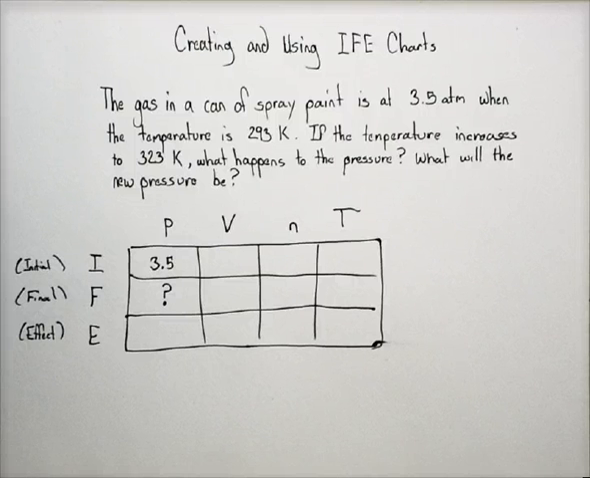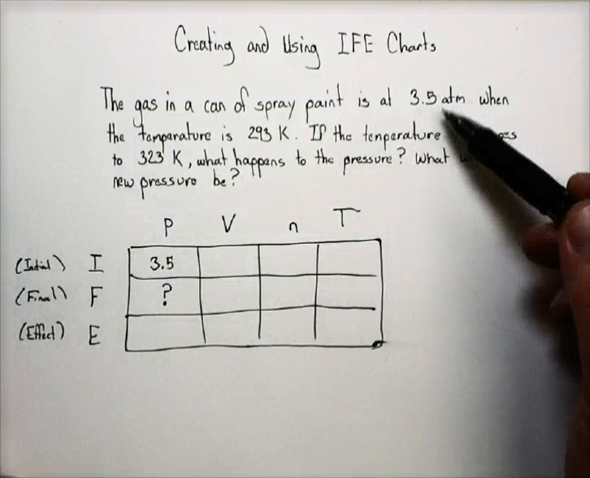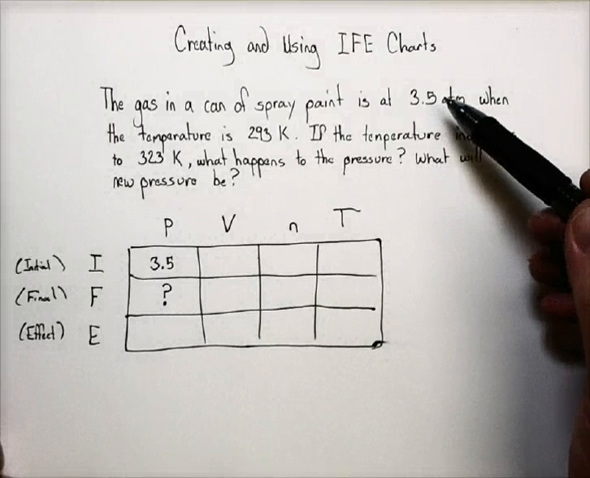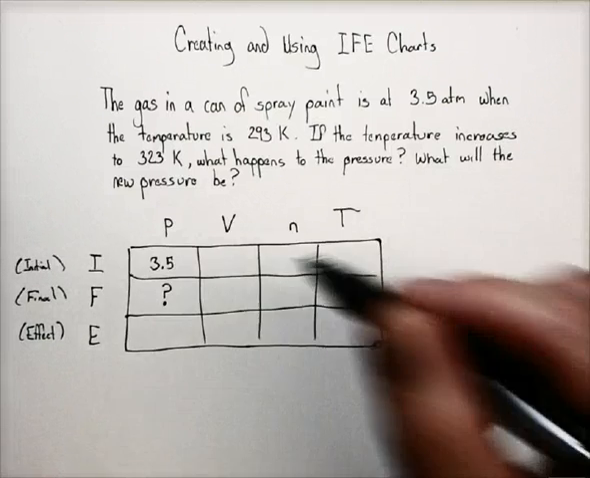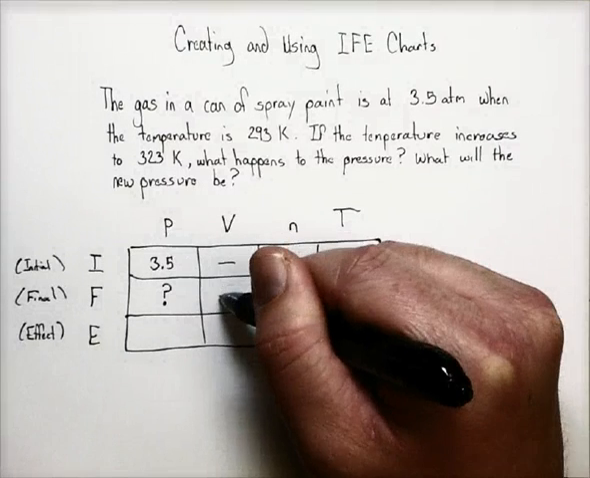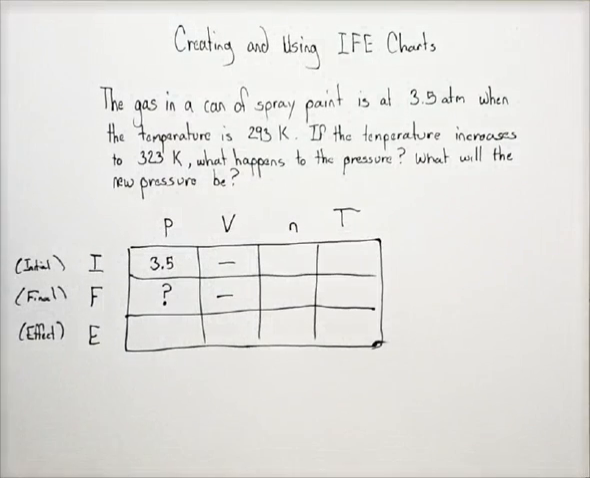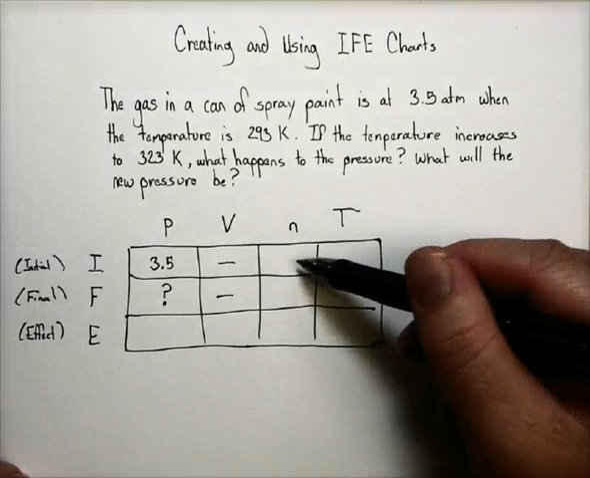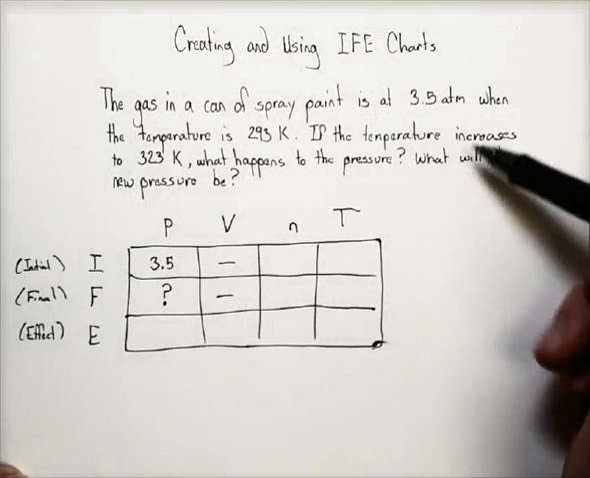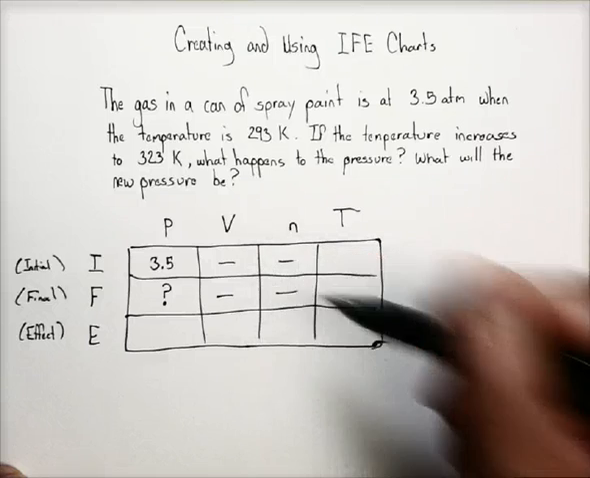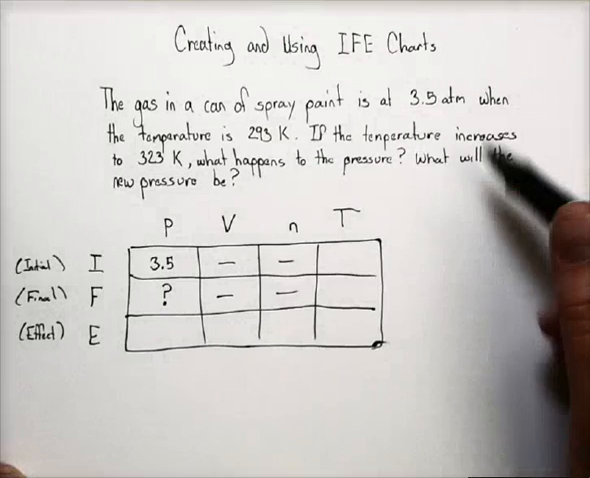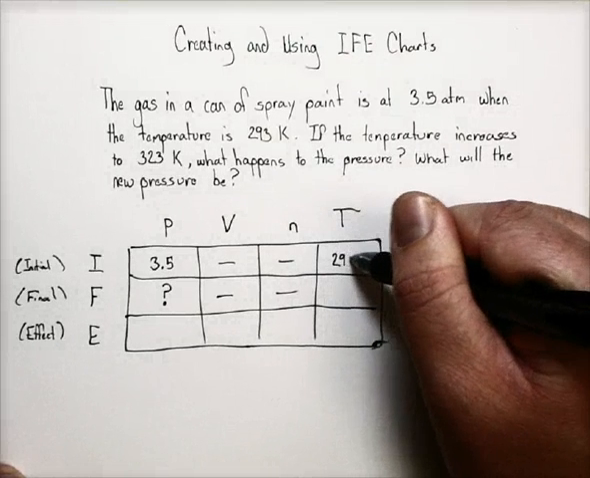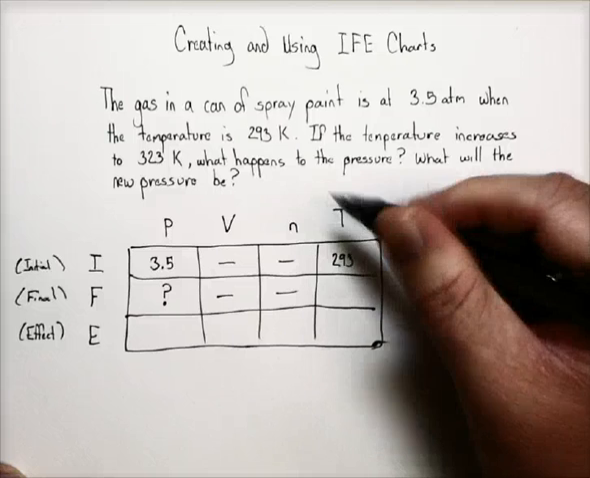All right, now we look at volume. And notice that this problem doesn't give us any information about volume. If you're not given any information about volume, you can assume that the volume stays constant. That is, it doesn't change. So I can just put a line there. I don't have to worry about it. Amount of gas, well, reading through the problem, the amount of gas doesn't change, so I don't have to worry about it. Temperature. Our starting temperature, if we read through, was 293 Kelvin.